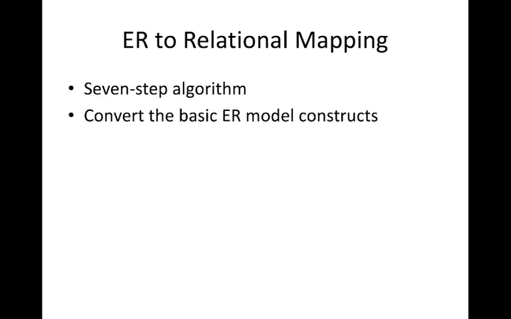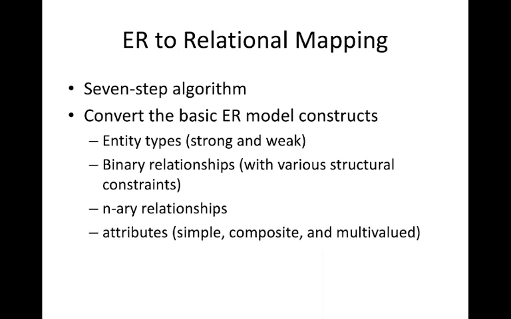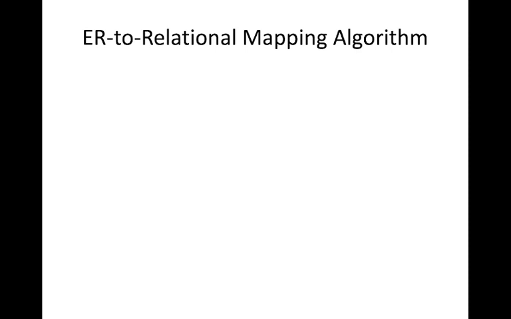For that we have a 7-step algorithm. In that 7-step algorithm, we will convert the basic ER model constructs, that is entity types, strong and weak, then binary relationships with structural constraints, and n-ary relationships, also attributes, the different types of attributes: simple attribute, composite attribute, and multivalued attribute. We will convert all these ER model constructs to relations. We have to form relations. We know what a relation is. It is a table. So we have to convert it into tables.